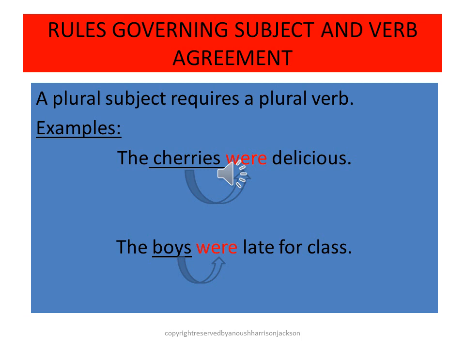A plural subject requires a plural verb. Examples. 1. The cherries were delicious. 2. The boys were late for class.